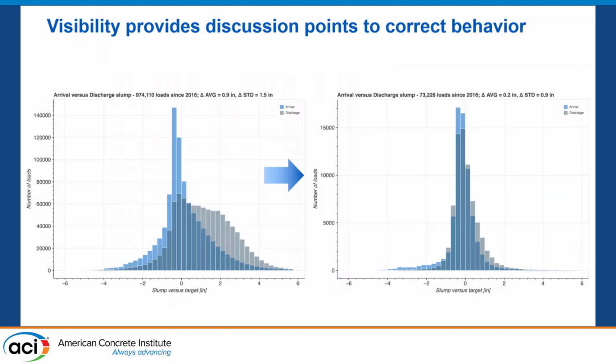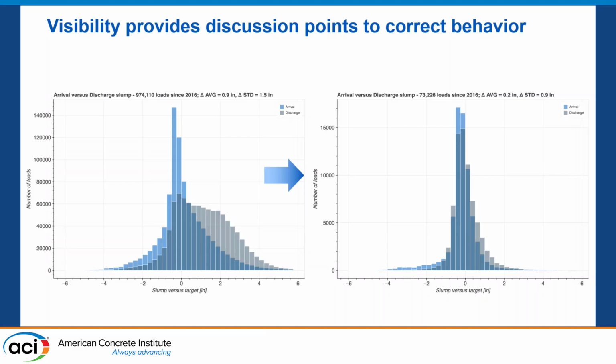And so once this is brought up, there are ways to get both sides to agree, and obviously you can correct the behavior. So you can see on the right side here, it's 70,000 loads, and that arrive site and discharge are just right on top of each other. All right, so really good communication and execution by both sides.